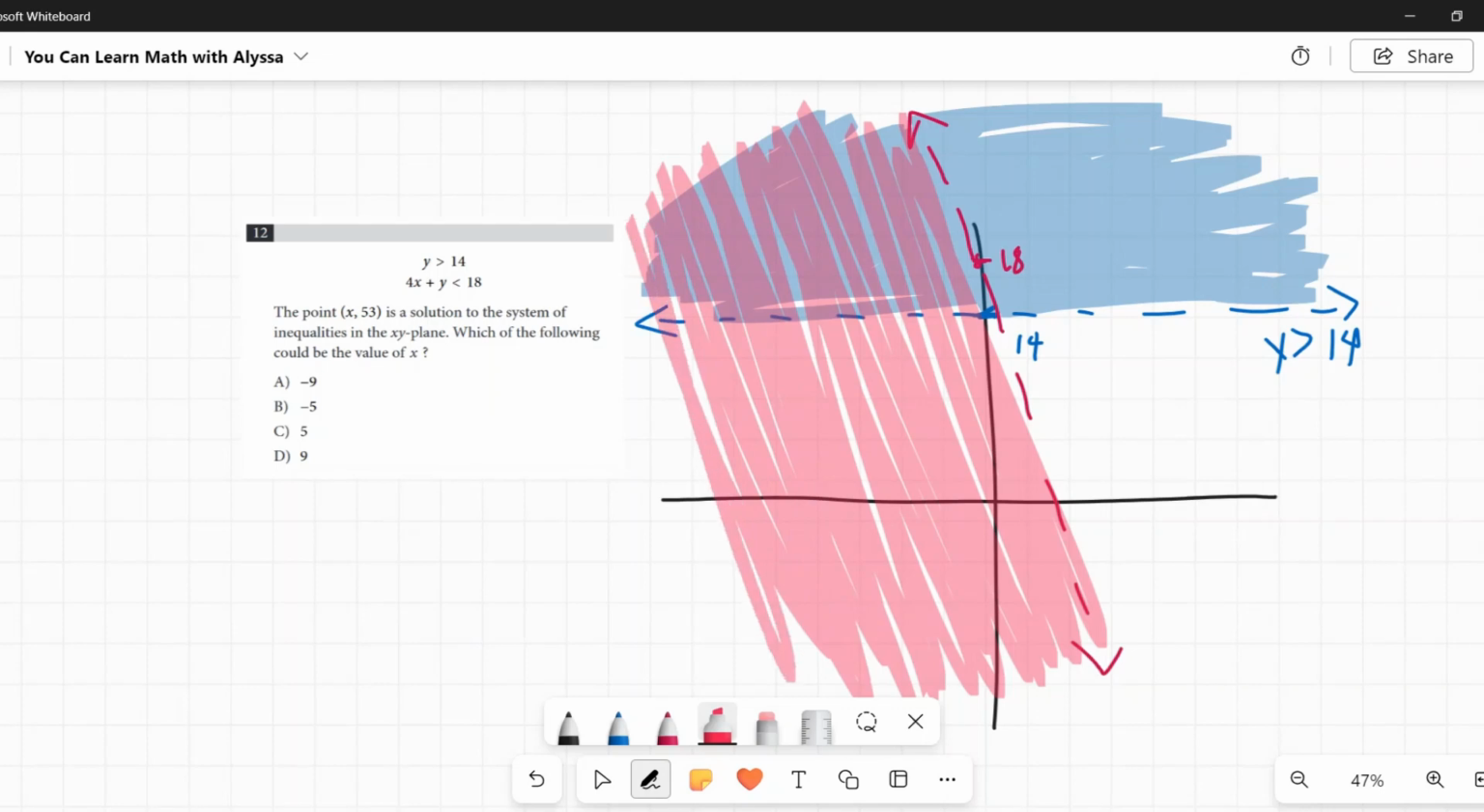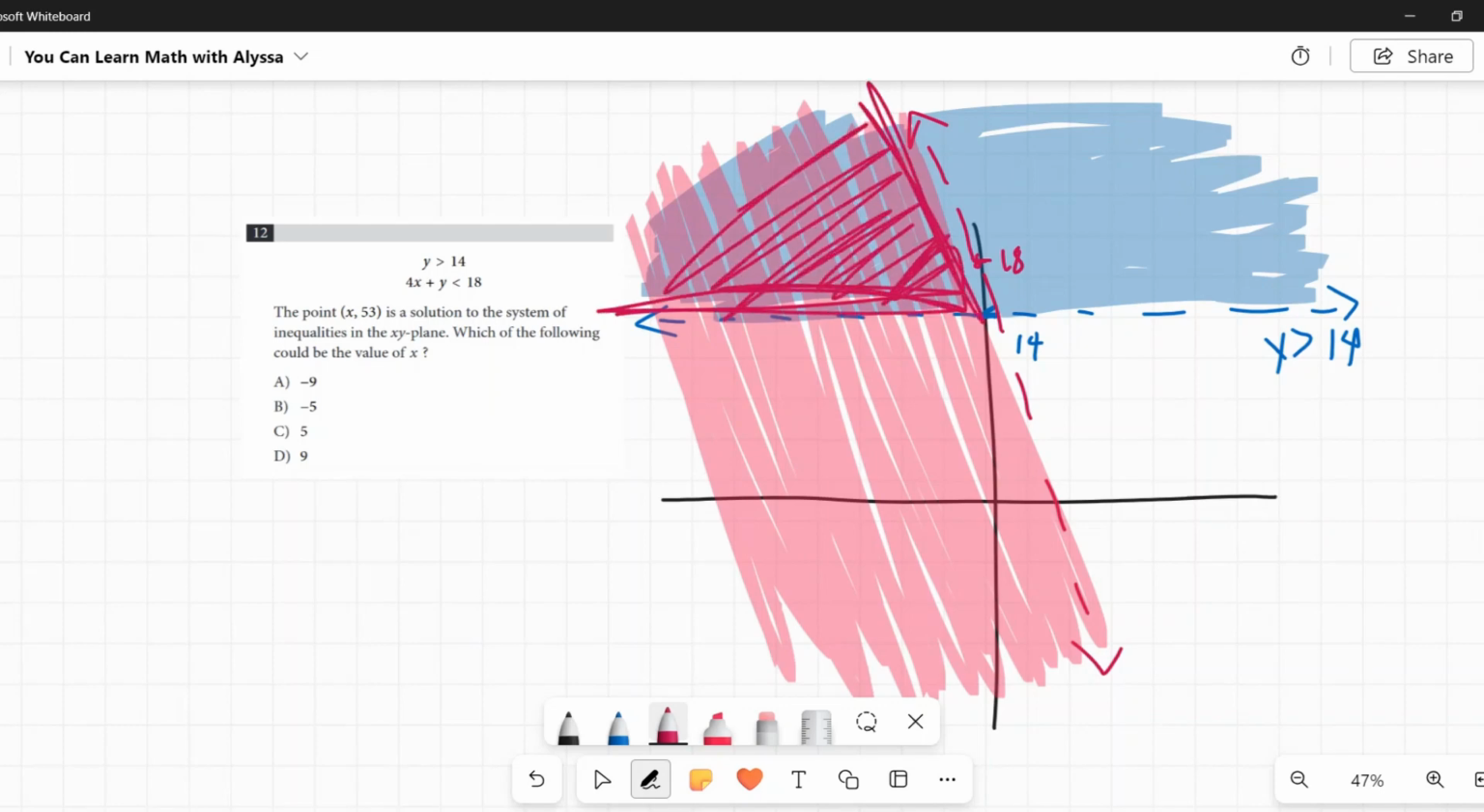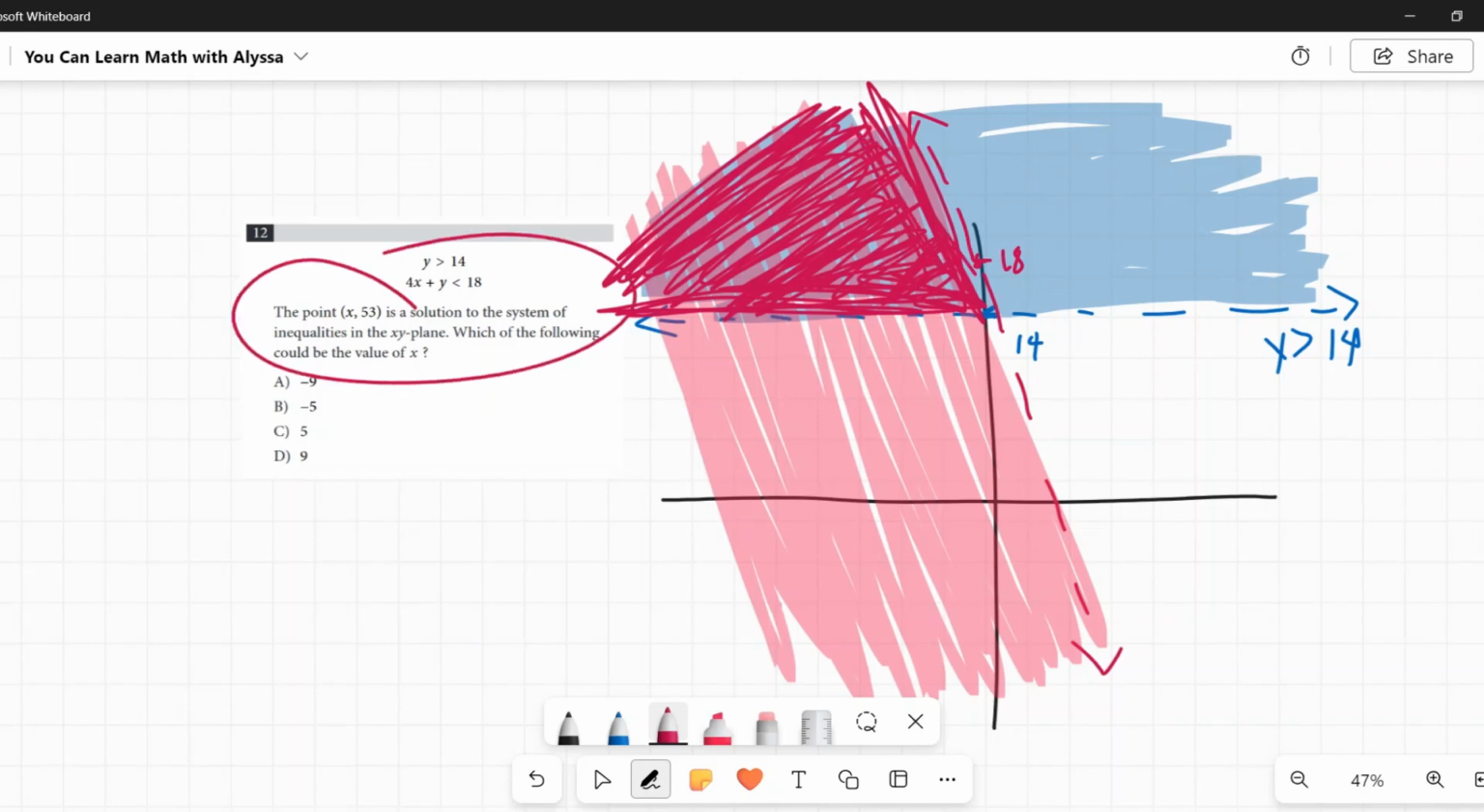Now, the solution of the system of equations is the part where they overlap up here. It has to be true for both. So it's the shaded area, the area where both of the shaded areas overlap. That's the solution to the system of equations. So the question is, the point (x, 53) is a solution to the system of equations. Which of the following could be the value of x?